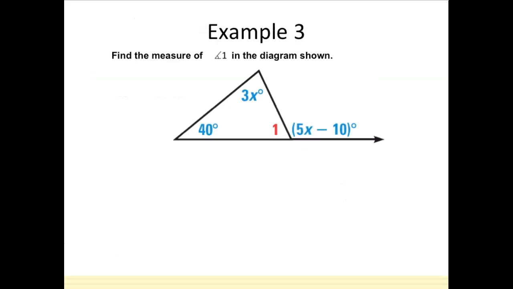Find the measure of angle 1 in the diagram shown. So angle 1, which is in red, is an interior angle, but we also have all this information about the other interior angles, 3x and 40, and we also know the exterior angle is 5x minus 10. Let's start off by trying to determine what x is equal to. So based on what's in this diagram in blue, we can say that 5x minus 10 has to equal 40 plus 3x.